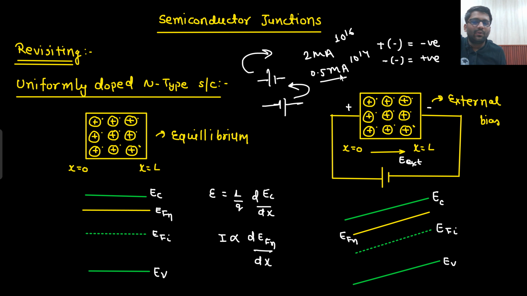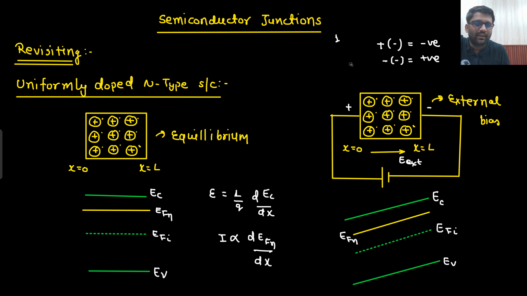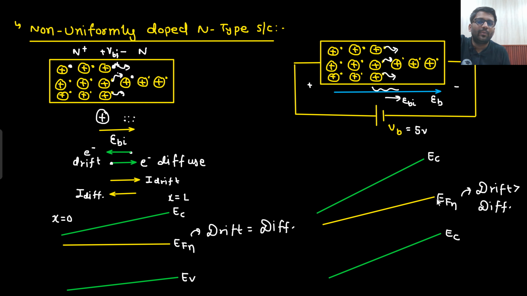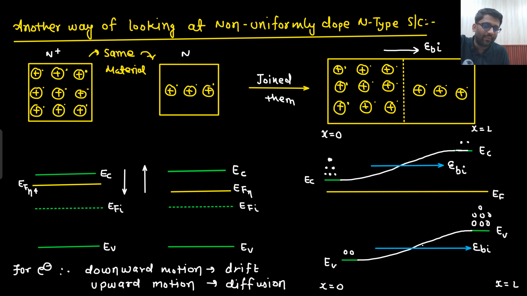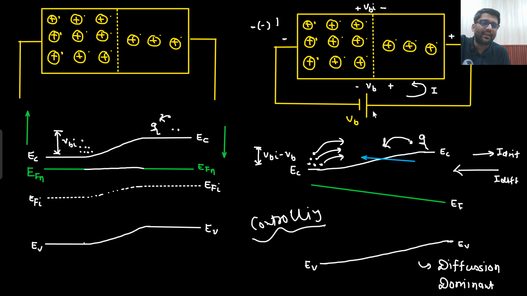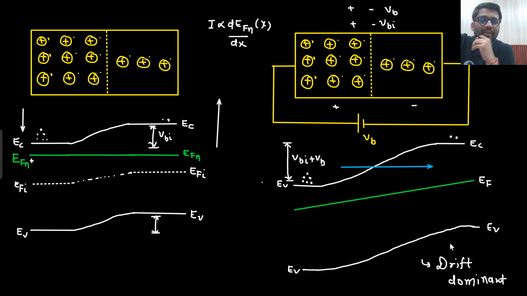So what did you get to know? That from a uniformly doped semiconductor, sir, I cannot achieve anything good, right? I am not able to achieve anything productive. Then I went to a non-uniformly doped semiconductor, N plus and N. Sir, when I am changing the bias, here I am applying this kind of biasing and here I am applying this kind of biasing. With respect to changing the bias, what can I see? In one scenario, my current is becoming diffusion dominant. In another scenario, my current is becoming drift dominant. So somehow, sir, I am able to control the current just by changing the biasing.